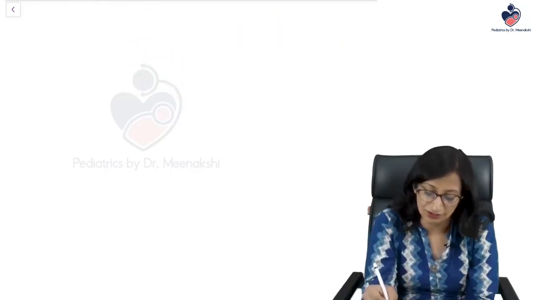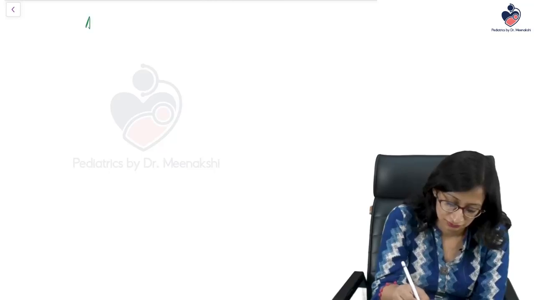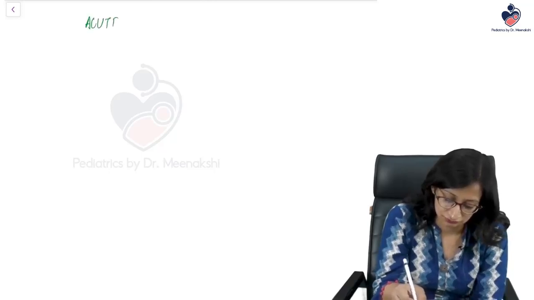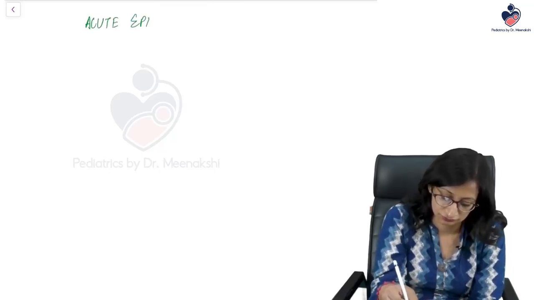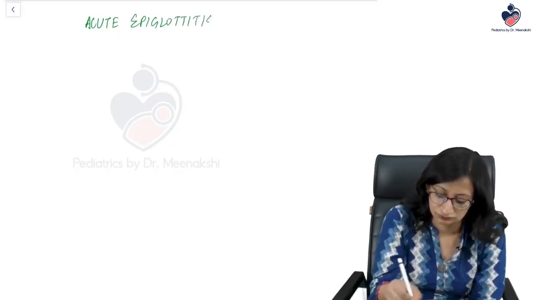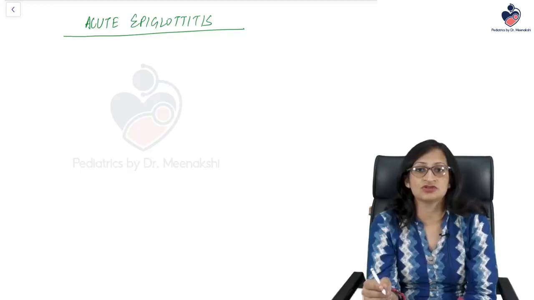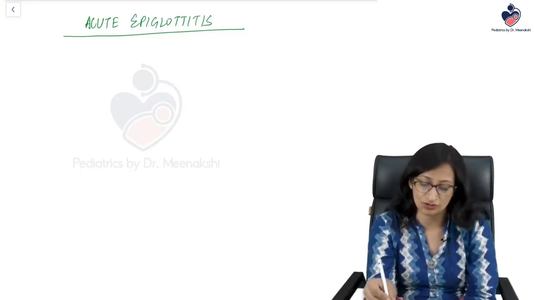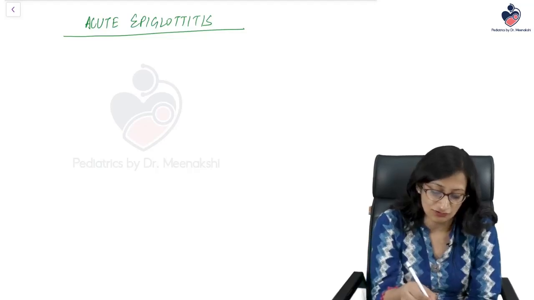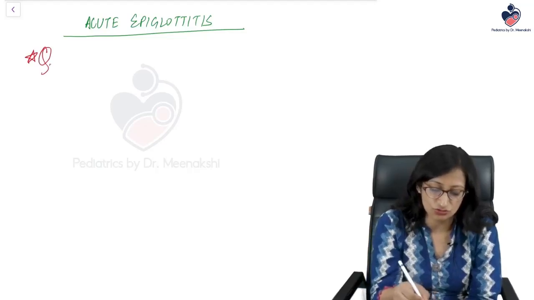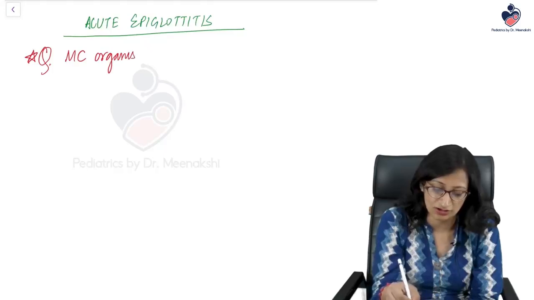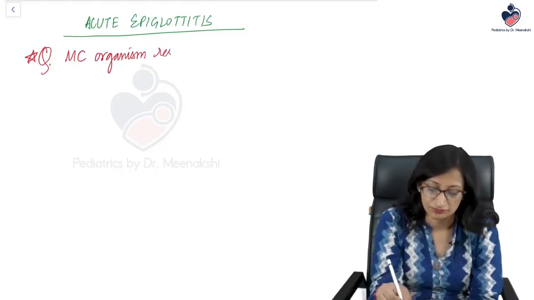Moving on to acute epiglottitis. The name itself is telling you it is an infection and inflammation of the epiglottis, acute in onset. One very important yet controversial question is, what is the most common organism responsible for acute epiglottitis in children?